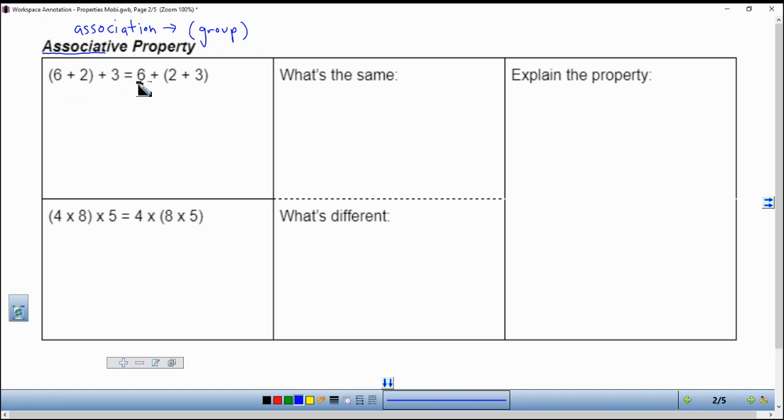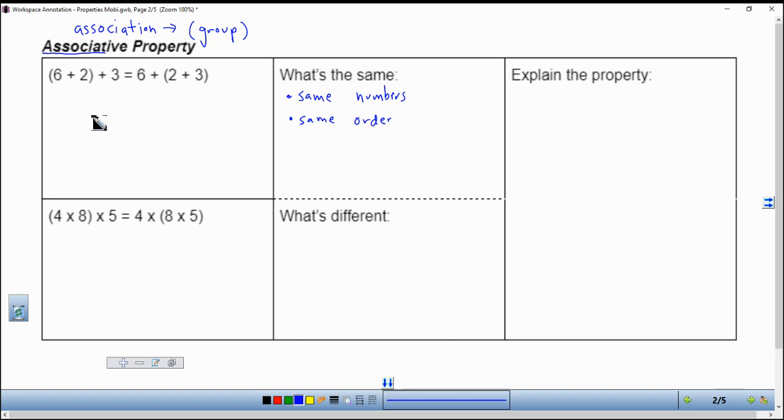So we have two expressions that are equal to each other. One addition, one multiplication. So let's first look for what's the same. It looks like 6, 2, 3, 6, 2, 3, 4, 8, 5, 4, 8, 5. Looks like we have the same numbers. And it looks to me, too, like they're in the same order. Those numbers didn't move around. 6, 2, 3, 6, 2, 3, and then 4, 8, 5, 4, 8, 5.